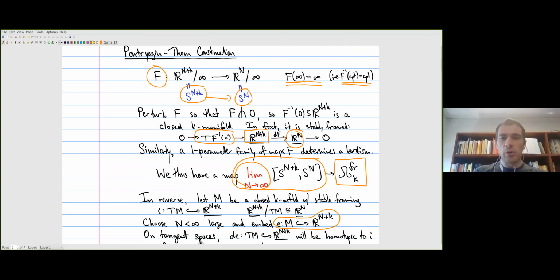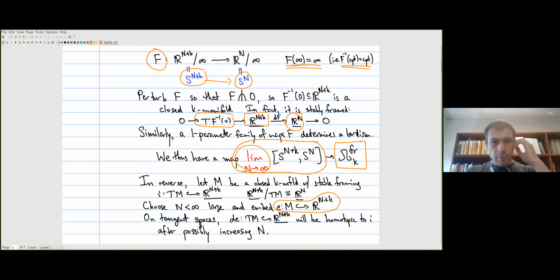And now I want to argue that the image of this embedding is the 0 set of some map F. To do that, first I should say, okay, what is the derivative of E? That's some map on tangent spaces, and E is an embedding, so it's injective on tangent spaces. So TM injects into this trivial bundle R^(n+k).